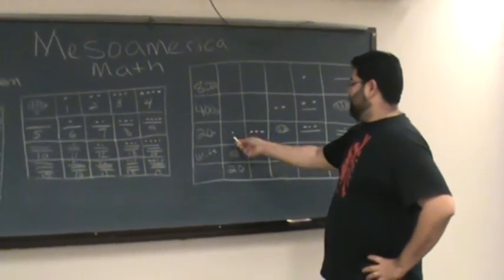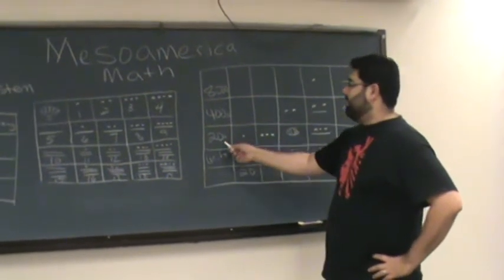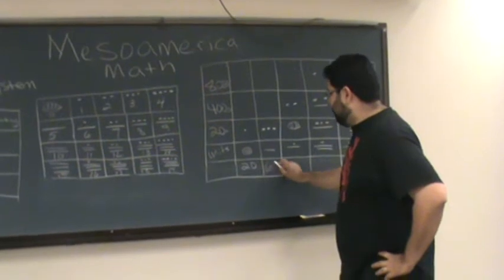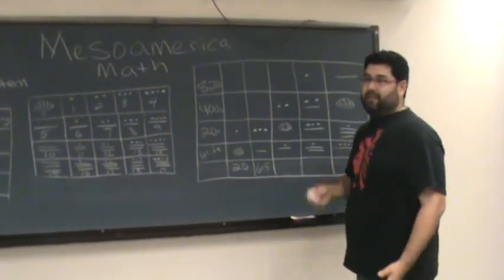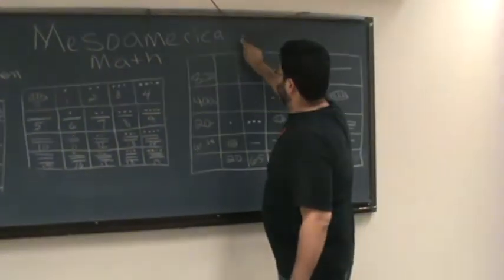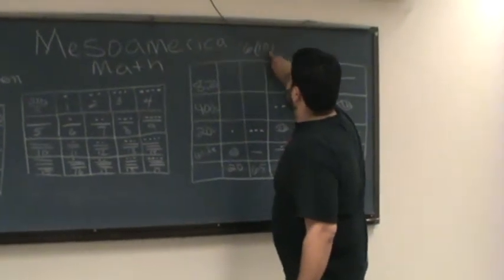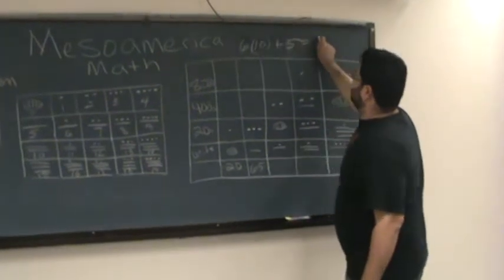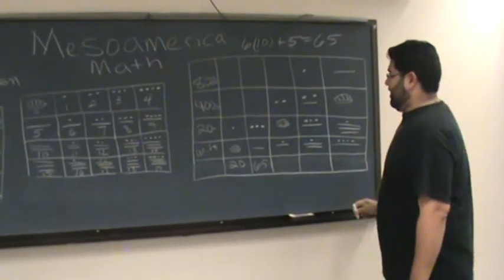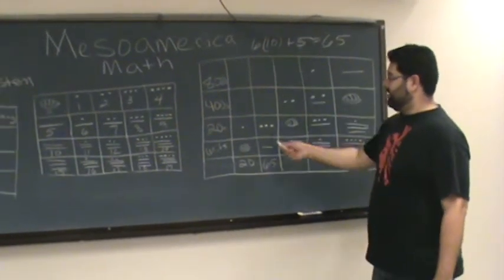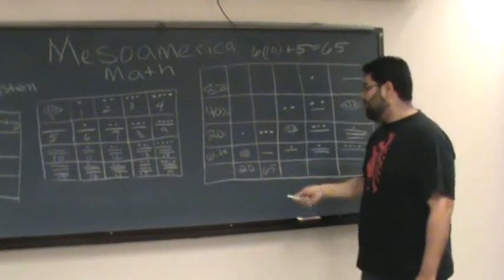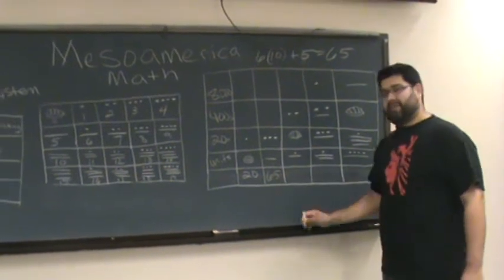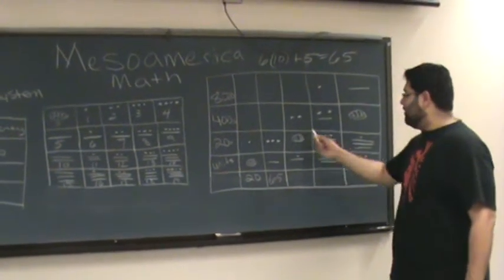So this, where 3 dots in a 20 would represent 60 plus 5. This is where you get 65. And here, the way we do it now, it's 6 times 10 plus 5 equals 65. That's the way we do it here. This is the way they did it back in the day, which is a pretty sophisticated system if you think about it. It was about 38,000 years ago.